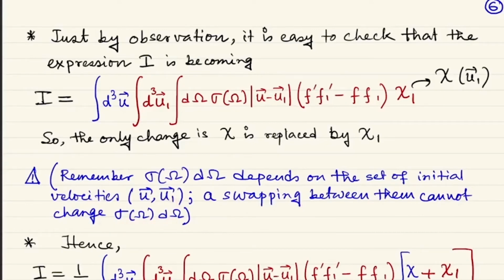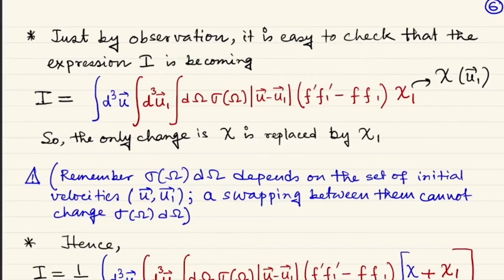Remember, when we were deriving the collision integral, we talked about this. And what about the modulus of u minus u1? This also cannot change, because there is a modulus, so that will be the modulus of u1 minus u, which is the same. Here, if you just swap between f and f1, and f prime and f1 prime, nothing will change. So finally the I will be the same. So this will look like this.